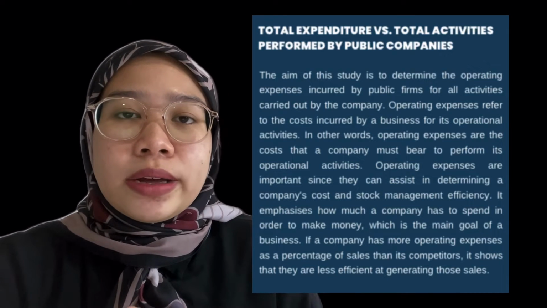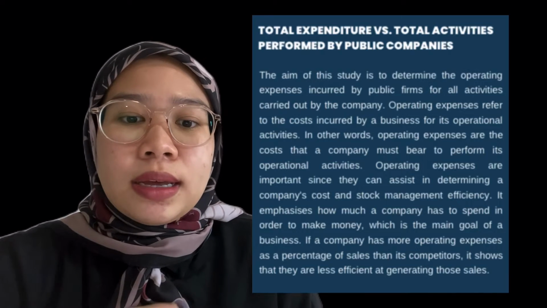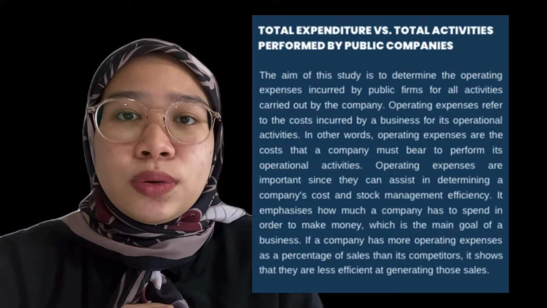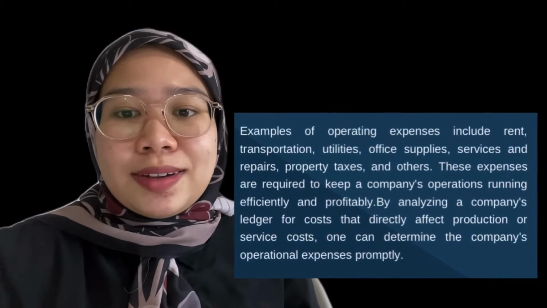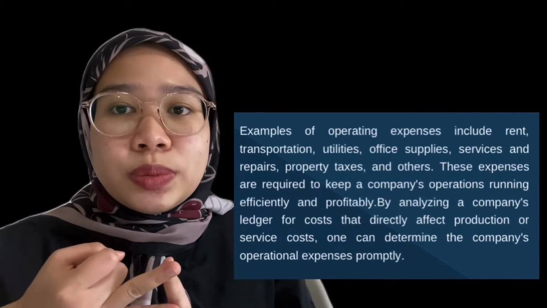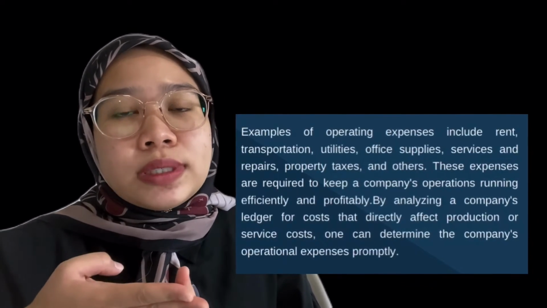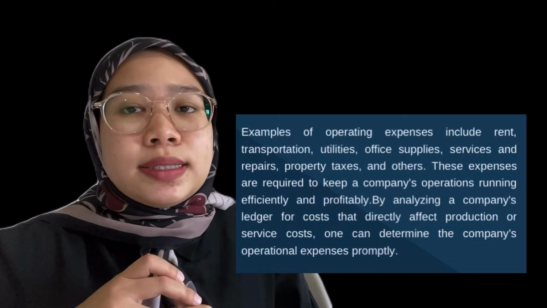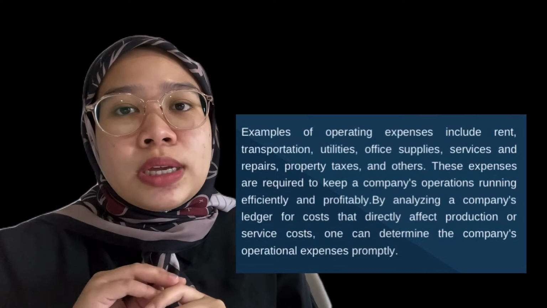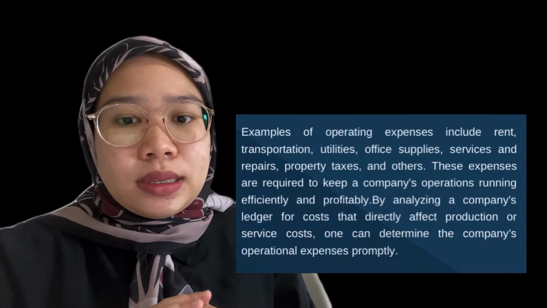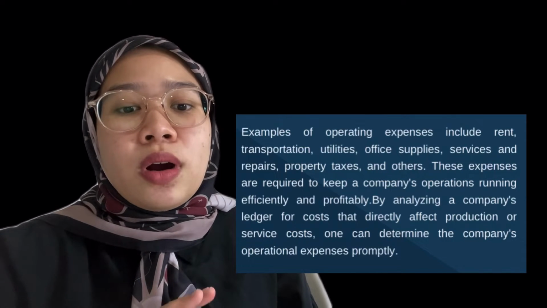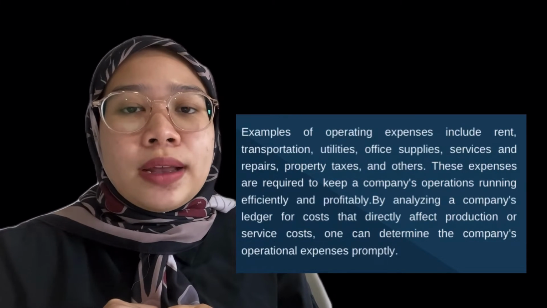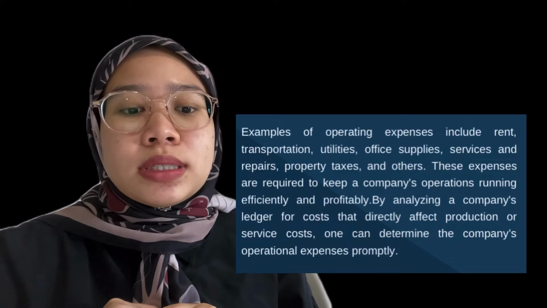It emphasizes how much a firm has to spend in order to make money, which is the purpose of business. If a business has larger operational expenses than its competitor, it shows that they are less efficient at generating those sales. Some examples of operating costs include rent, transportation, utilities, office supplies, services and repair, property taxes, and others. These costs are necessary for a business to keep running smoothly and making money. By looking at a ledger for costs that affect production or service costs directly, one can quickly find out what the company's operational costs are.